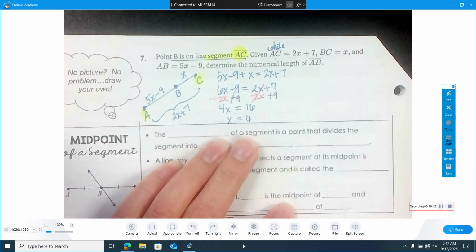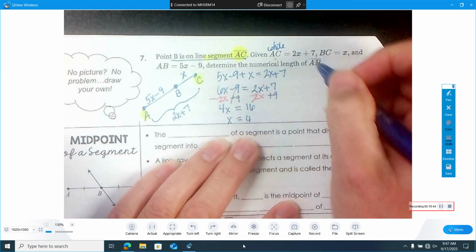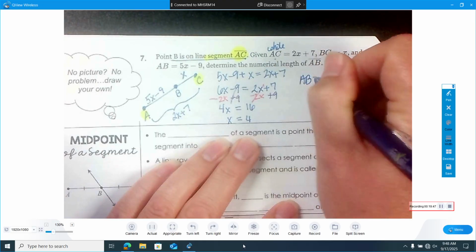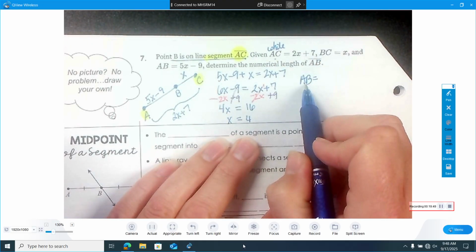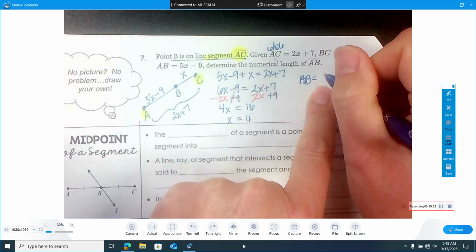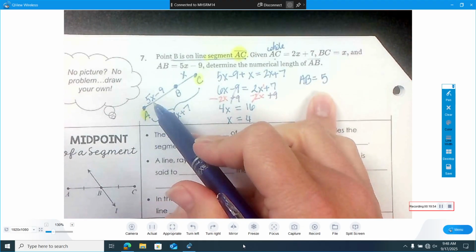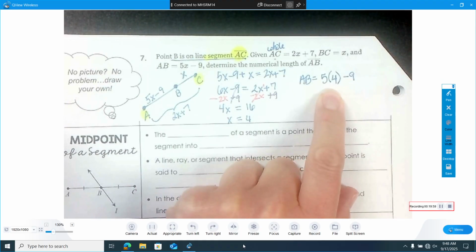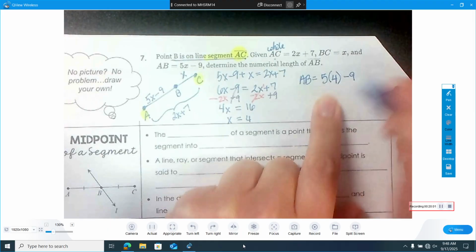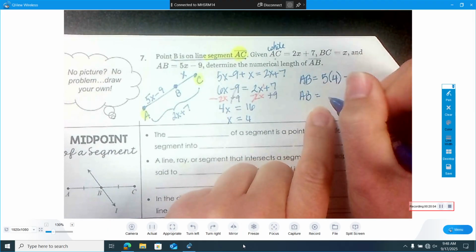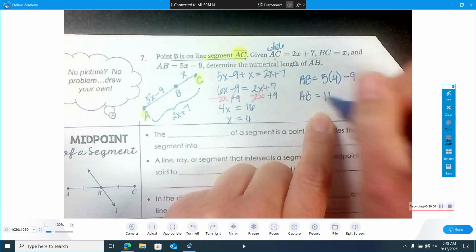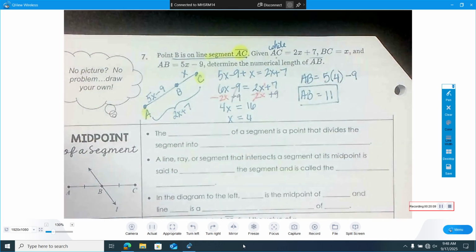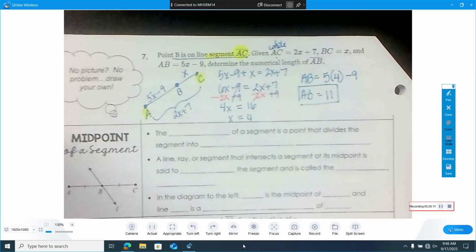Are we done? No. This one wants the numerical length of AB. So we want to find the length of AB. AB is 5x minus 9, so we're going to do 5 times 4 minus 9. Can I do that right like that? Is that totally fine? Yeah. Could you also just do it in your head and get 11? Yeah, that would also be fine. So read carefully, make sure you're answering the question that's asked. That's really the hard part of geometry.